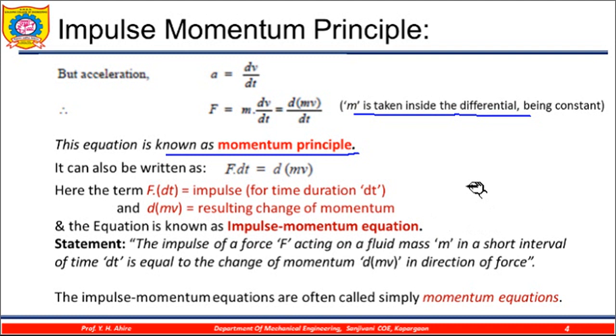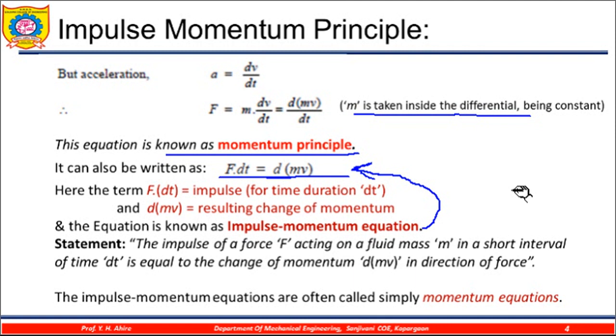mv is known as momentum. It is a product of mass into velocity of the substance. So d(mv) means change of momentum. This equation is known as the impulse momentum equation.